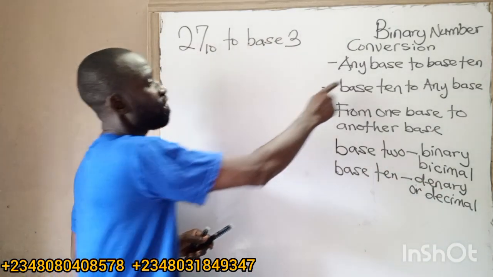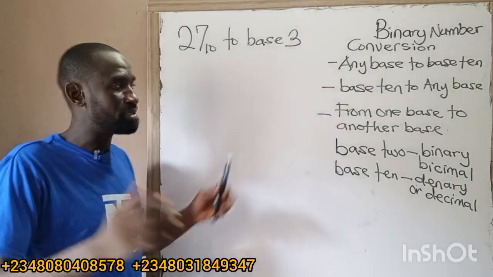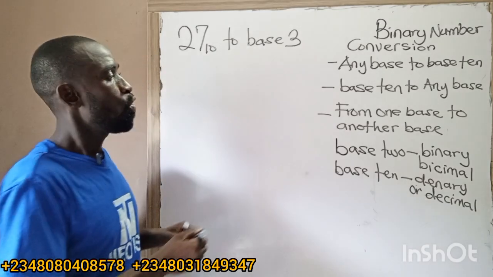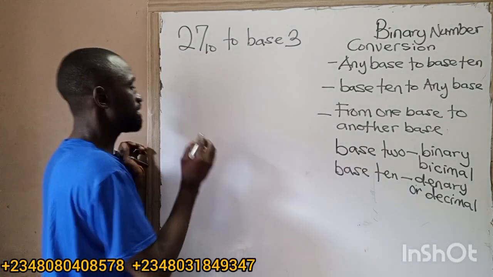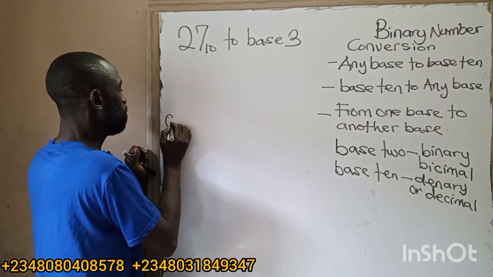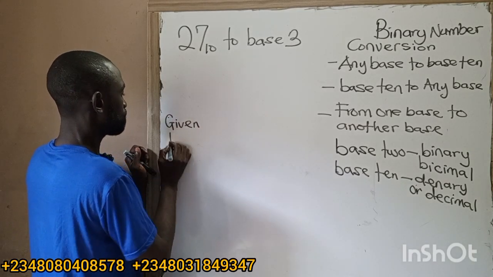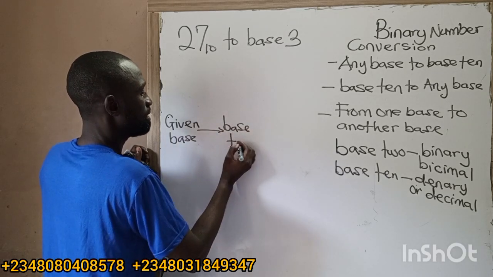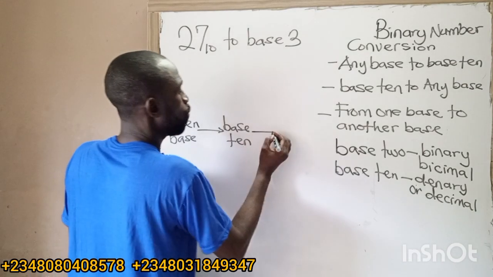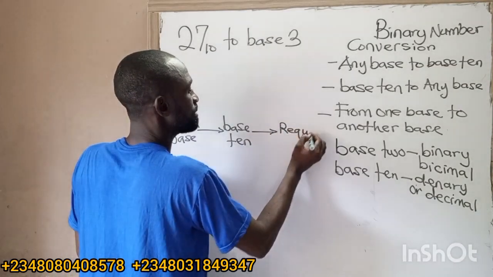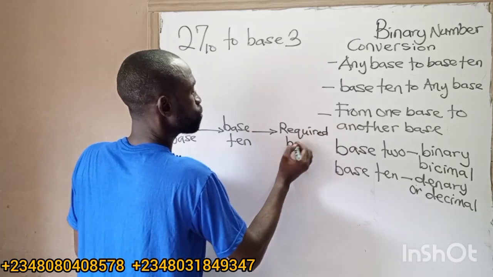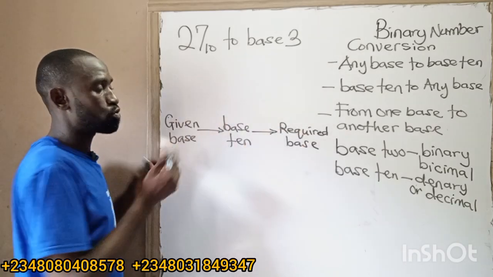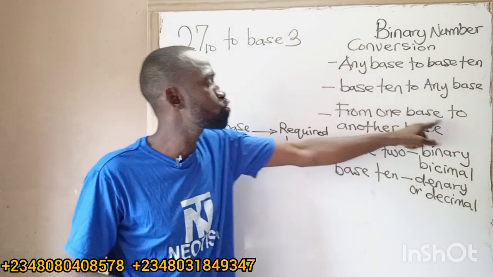Now look at this. Anytime you are asked to convert from any base to base 10, we expand. From base 10 to any base, we divide repeatedly. So when we want to convert from one base to another, see the chain. From the given base, we must first convert to base 10, then our answer in base 10 will be converted to the required base.